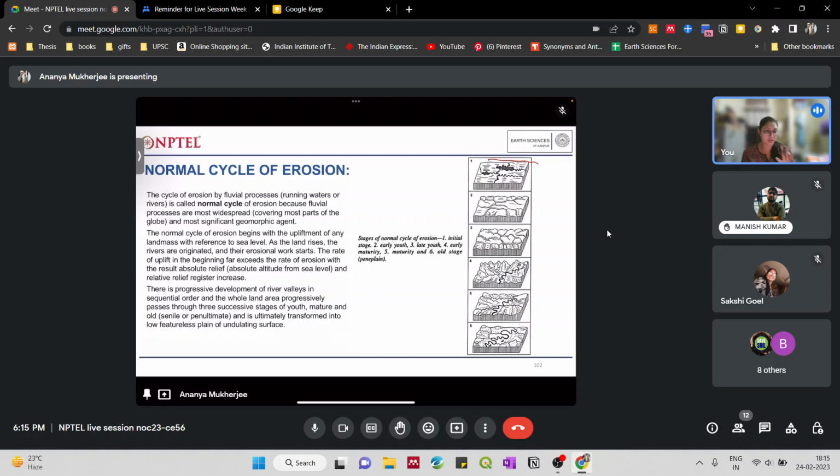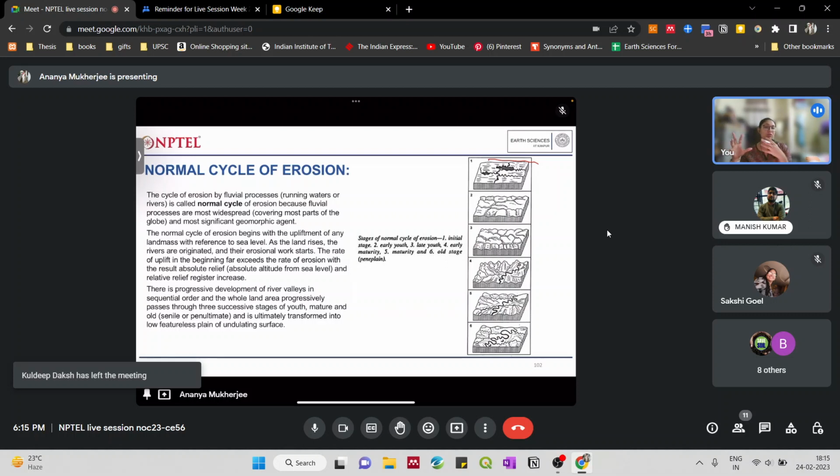When will there be a change in relief? When the area has had any upliftment or any tectonic processes that have increased the relief of the area with respect to the sea level. As the land rises, the water will start flowing from the higher elevated regions to the lower elevated regions. This is what starts the cycle of the river, the life cycle of the river. In the beginning, the rate of uplift is more than the rate of erosion.